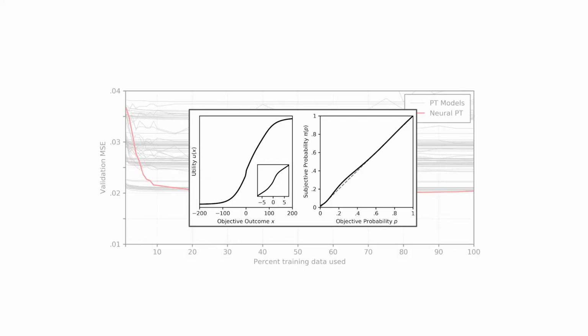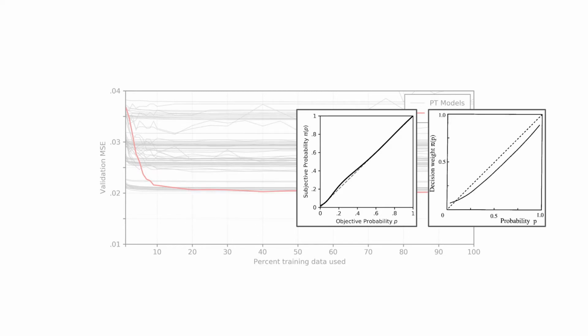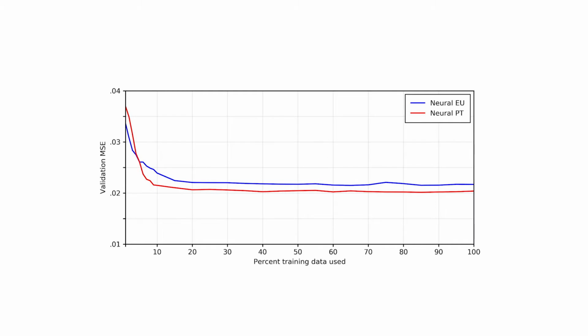So looking at the learned functions, utility is roughly the same, and additionally, medium to low probabilities are now overweighted, which contrasts somewhat with classic forms. Looking at our two learned models together, we can see that models in the prospect theory class broadly fit human behavior better than expected utility, as we might expect from the literature.